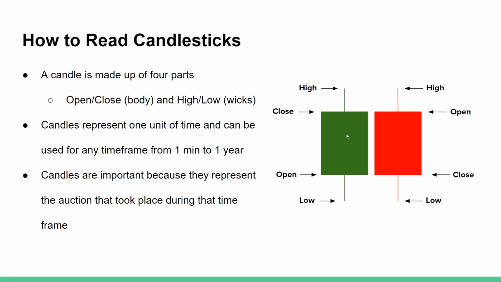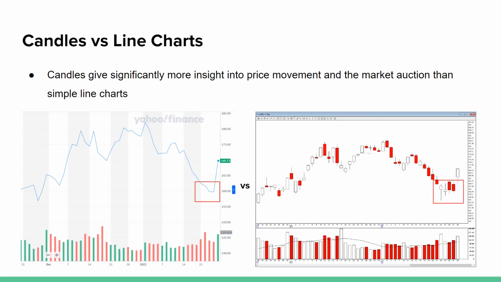Candles are extremely important because they represent the auction process that took place during that time frame. So if you look at a single candle, let's say a green candle, the opening price is down here. At some point, it traded down to this low. It traded all the way up to this high, but ultimately it closed into the time frame at this level. That gives you a tremendous amount of information for interpreting what auction is taking place and what the market sentiment is.